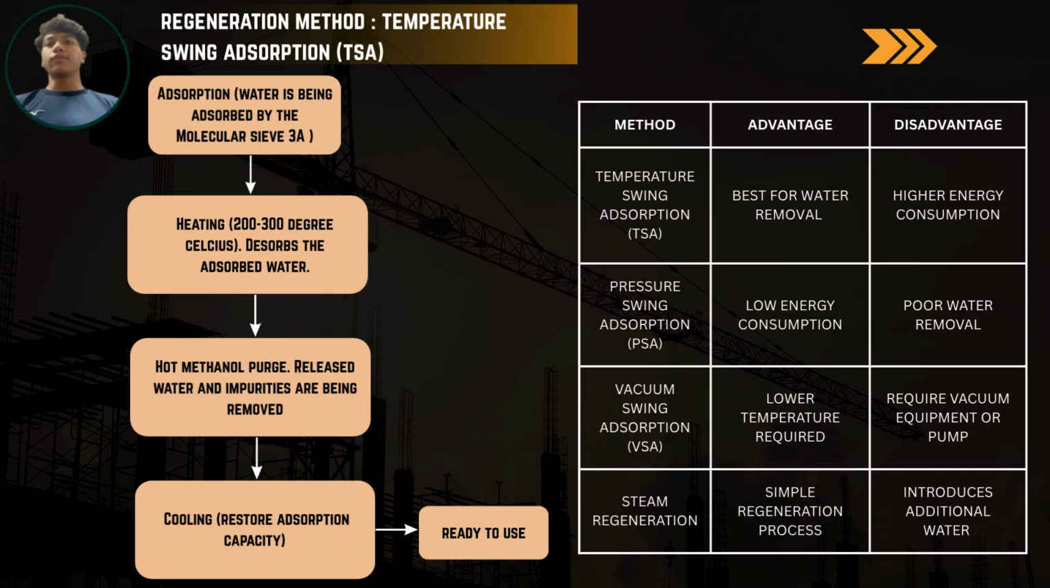And then for VSA, it requires a lower temperature, but it requires vacuum equipment or a vacuum pump in this process. The last method is steam regeneration. The advantage is a simple process, but the disadvantage is that it introduces additional water into the column.